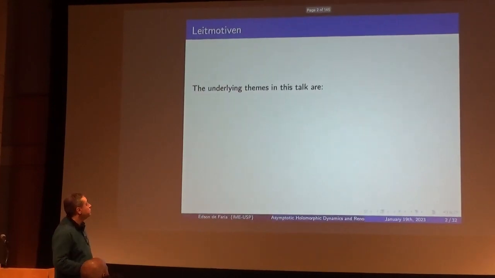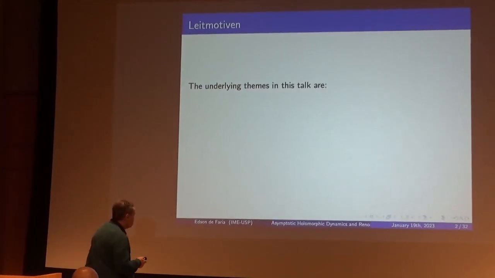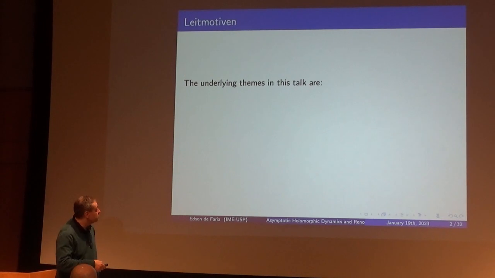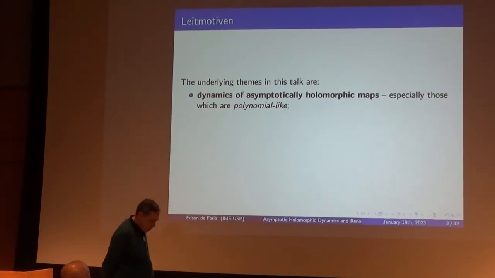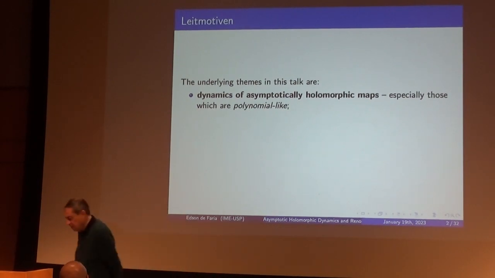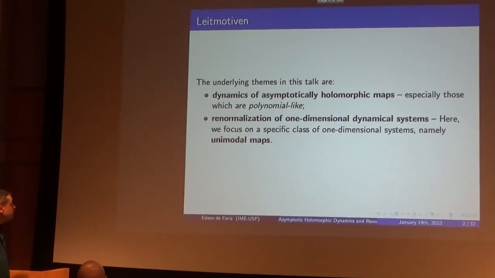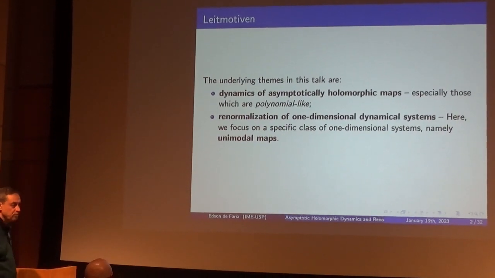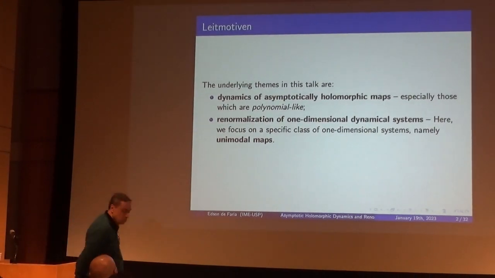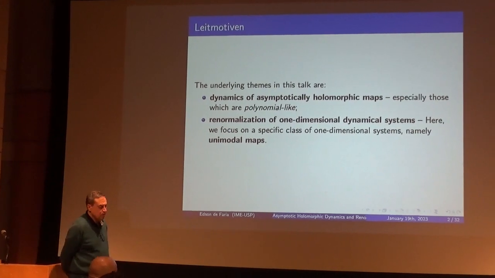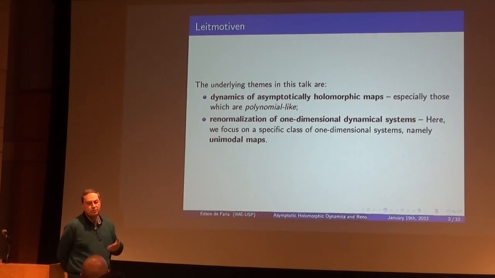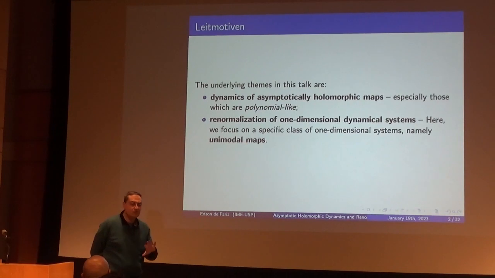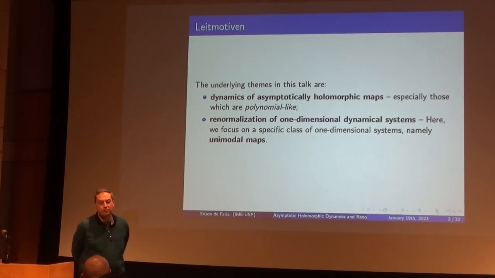So anyway, the themes in this talk are the dynamics of certain maps that are called asymptotically holomorphic, I'll explain what that means, and the relationship with renormalization of one-dimensional maps, unimodal maps more specifically. The results are to be expected. What's sort of interesting maybe is some new techniques that are used, okay?